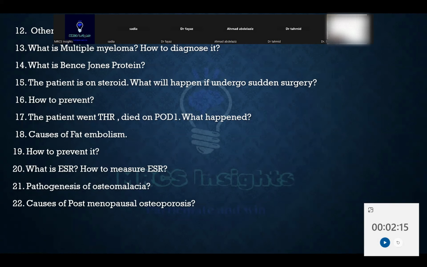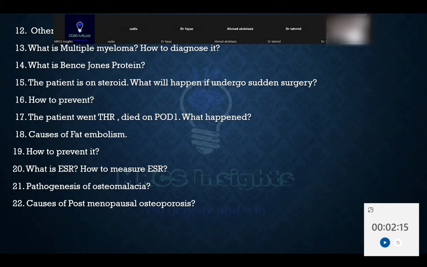No, I don't recall any more. The examiner will not let you go until you tell all the causes. That's why I repeatedly ask you what the causes are. No problem.